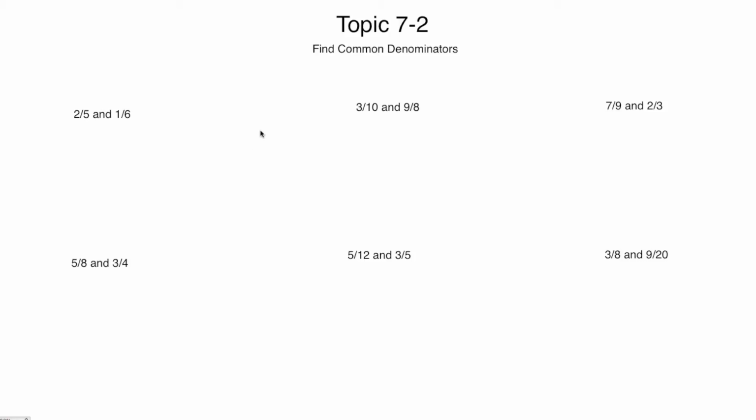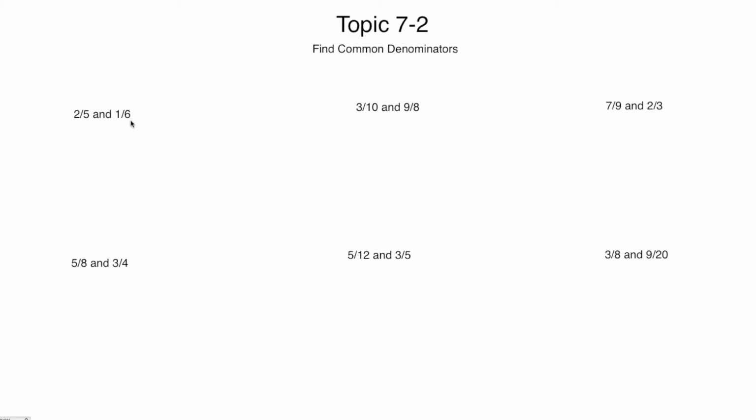Now, in order to find a common denominator, which is the only rule you need to know when adding or subtracting fractions, you need to find the multiples of each denominator. For instance, 2/5, the denominator is 5. The multiples are 5, 10, 15, 20, 25, 30, 35, 40, 45, 50, 55, 60, and so on. The multiples of 6 are 6, 12, 18, 24, 30, 36, 42, and so on.